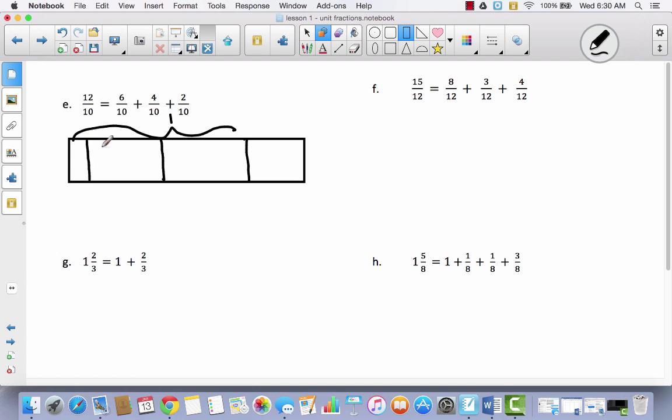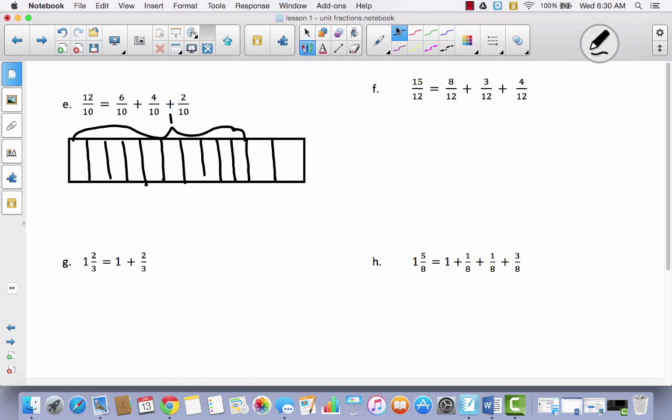So this would be 2, 3, 4, 5. So I've got 1, 2, 3, 4, 5. I'm going to do the same thing here. So I've got 1, 2, 3, 4, 5, 6, 7, 8, 9, 10. Okay, now I'm going to divide these into, I actually made these a little bit too big. But now I've got two more. So this is my 10, and then I've got two more. So now I've got 12 tenths. 10, 11, 12.